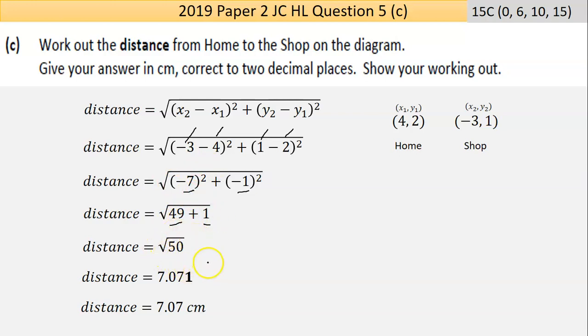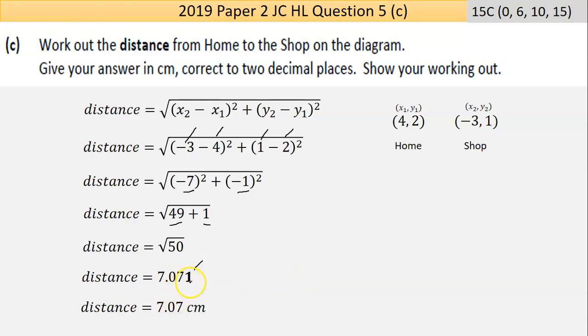Square root of that. Now, in one sense, I could leave my answer as square root of 50. That is the answer. But it specifies that I should leave my answer correct to 2 decimal places. So I'm going to convert that to a decimal. Now, I've only written it to 3 decimal places. So it's 7.071, whatever. The 1 is all that matters.